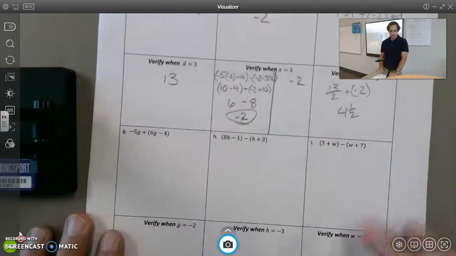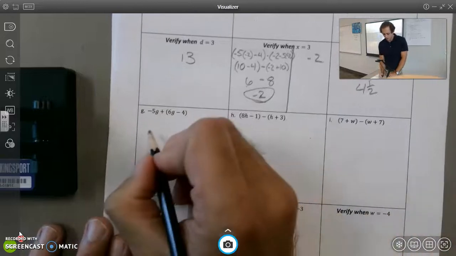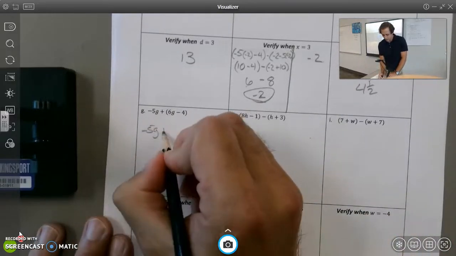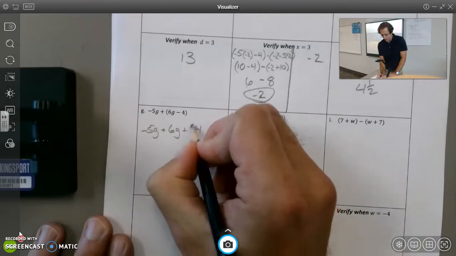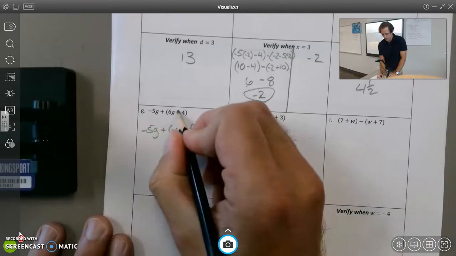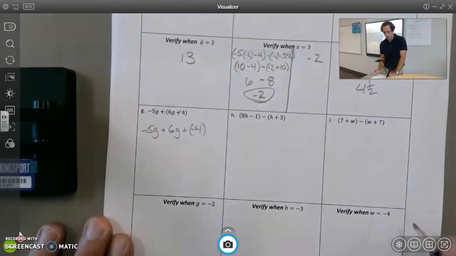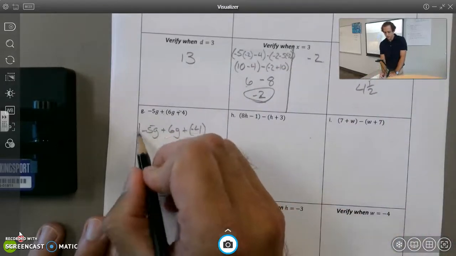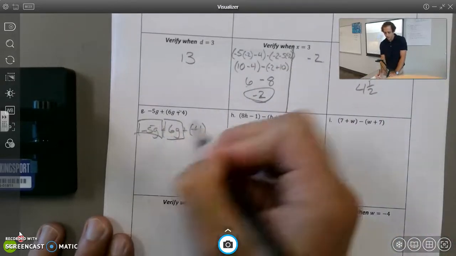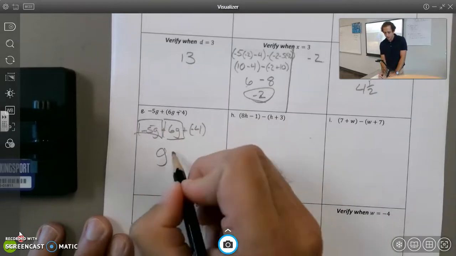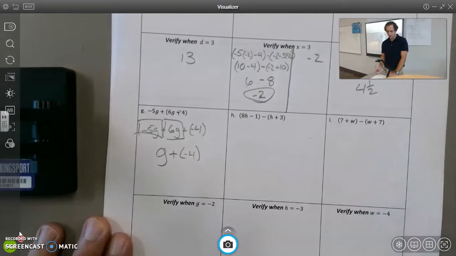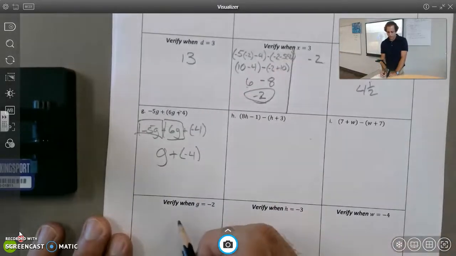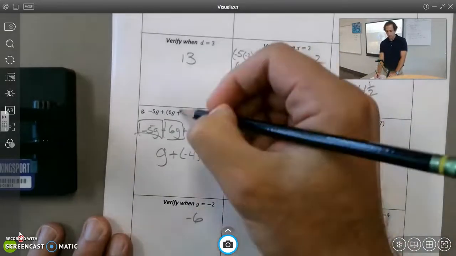All right, continuing on, negative 5g plus 6g plus negative 4. Because we're adding here, I can just make that plus negative 4 and remove the parentheses. Negative 5g and 6g combine to make g plus negative 4, and that is my simplified expression. When I verify, I should get negative 6, and if I plug it in up here, I should also get negative 6.